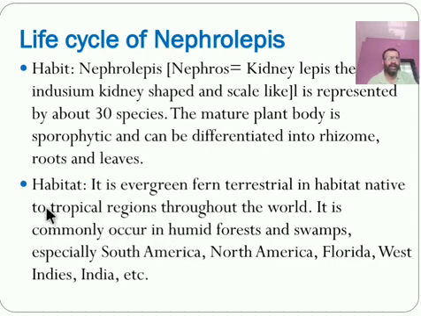Next one is the habitat. It is an evergreen fern, terrestrial in habitat, native to the tropical region throughout the world, and commonly occurs in humid forests and swamps. Mostly in humid forests and swampy areas, especially in South America, North America, Florida, West Indies, India, etc. These are the various countries where it is found.